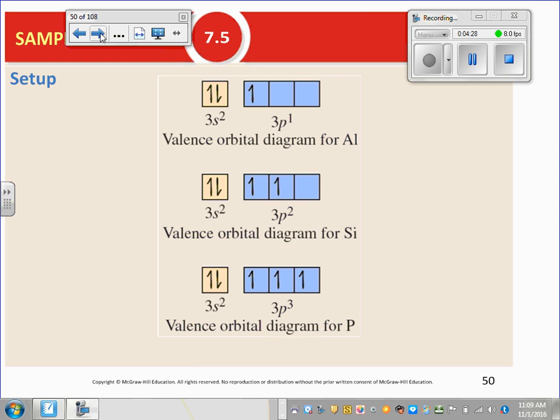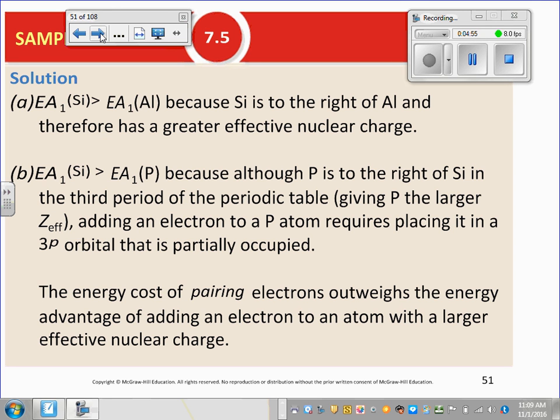But now you look at phosphorus compared to silicon. Silicon has the empty box, so you can stick an electron in there fairly easily. Whereas phosphorus, all the boxes are full, so it's harder to stick the electron into the phosphorus box. So silicon should have a higher electron affinity than phosphorus. So silicon is greater than aluminum because it's to the right. But it's also greater than phosphorus because, although phosphorus is to the right of silicon, all the p orbitals already have an electron, so you have to pair with phosphorus. It's easier to get the electron in silicon than phosphorus. So even though the trend generally increases going left to right, there are those exceptions.